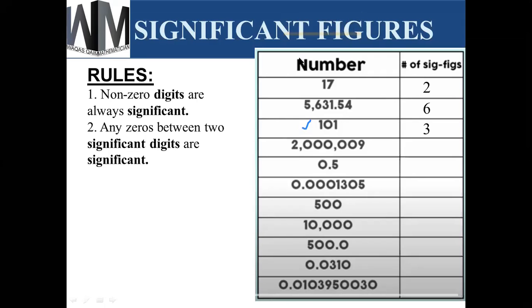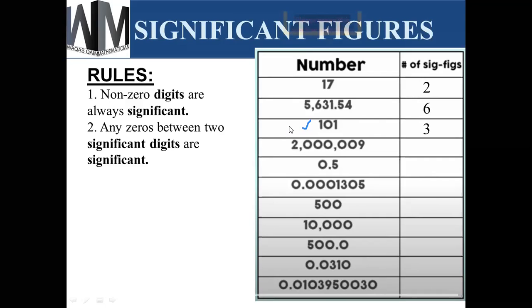And when we talk about the next number, which is 2,000,009, how many significant figures are there? Right, everyone? Seven significant figures are there in this number.